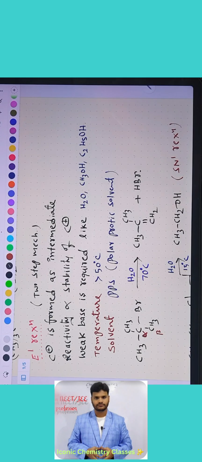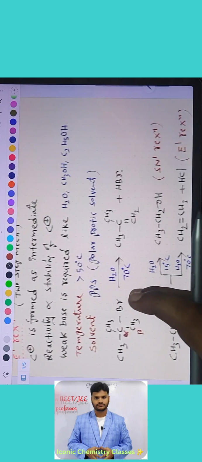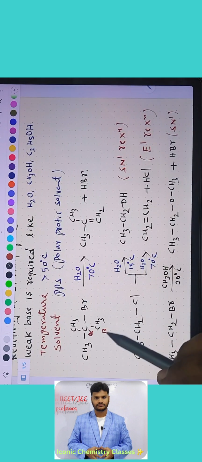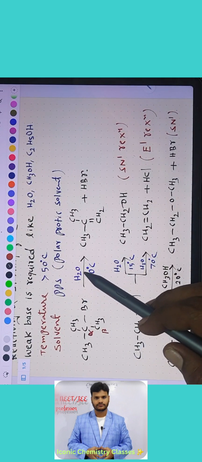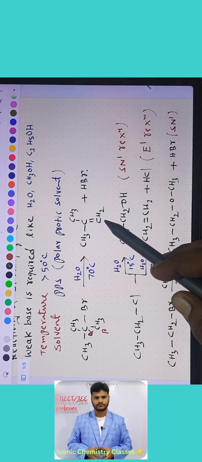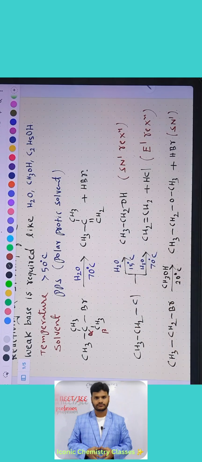Next, temperature is very, very important. Greater than 50 degrees Celsius, which means a little bit high temperature. Solvent, PPS, which means polar protic solvent. So just have a look. This is a 3 degree bromide. 3 degree bromide reacts with water at a high temperature to form alkene. Clear na? This is E1 reaction.